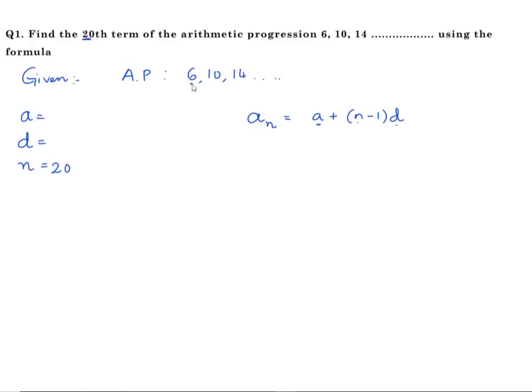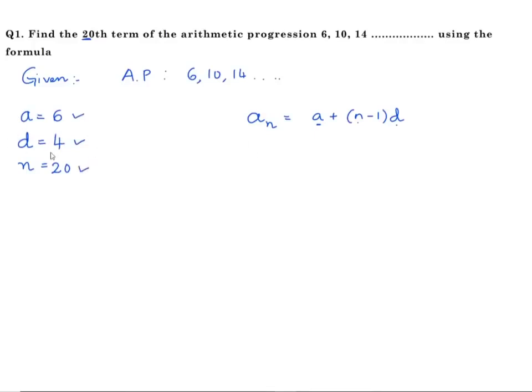Now, what is the a value? The first term. a is the first term, a equals 6. Now, what is d? d is the difference of any two consecutive terms, that is a2 minus a1 or a3 minus a2. That is 10 minus 6, which is 4. First term a equals 6, d equals 4 and n equals 20.